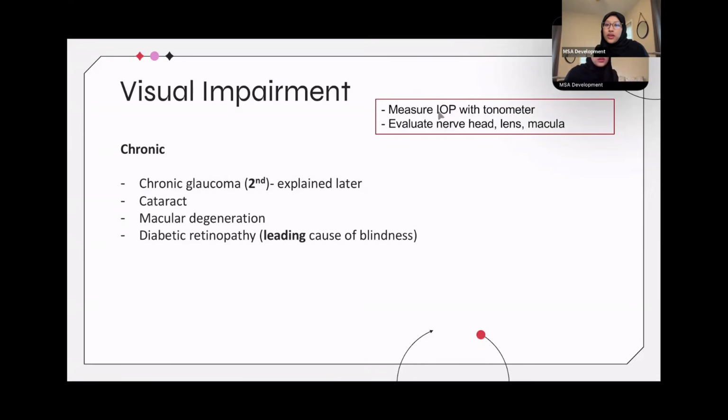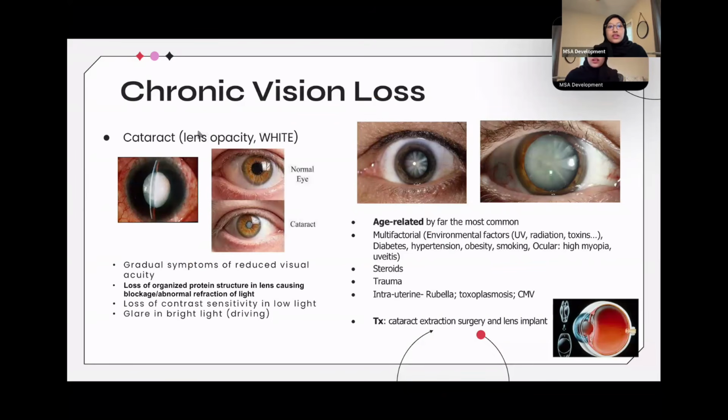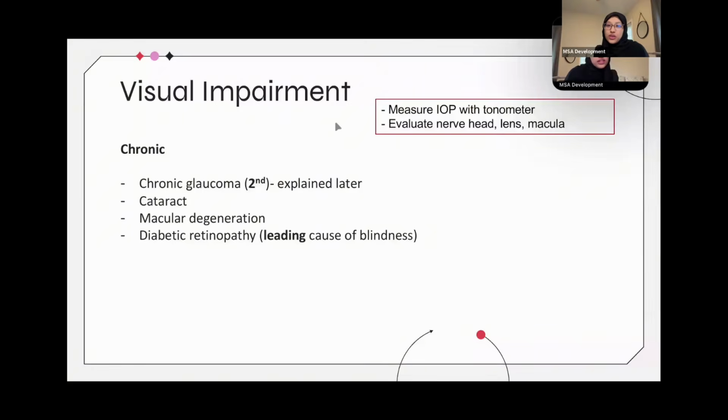Now, the important thing again, try to catch it early. You can measure the pressure with something called a tonometer and then evaluate the eye itself, the macula lens, from time to time, especially in older age. Chronic usually happens over a long period of time, so age is a risk factor for all of them actually. Okay. So what's the first one? We said chronic vision loss. I'll talk about glaucoma later, so don't worry.